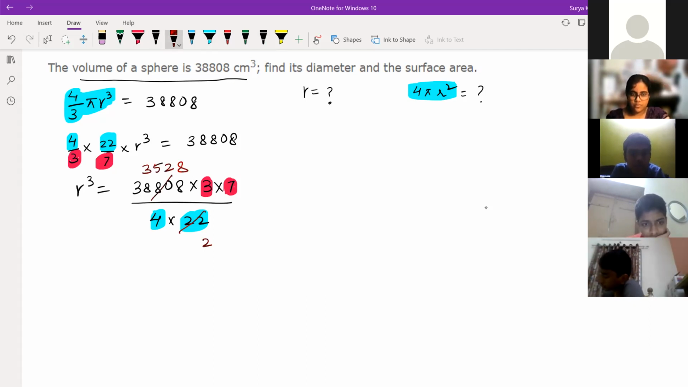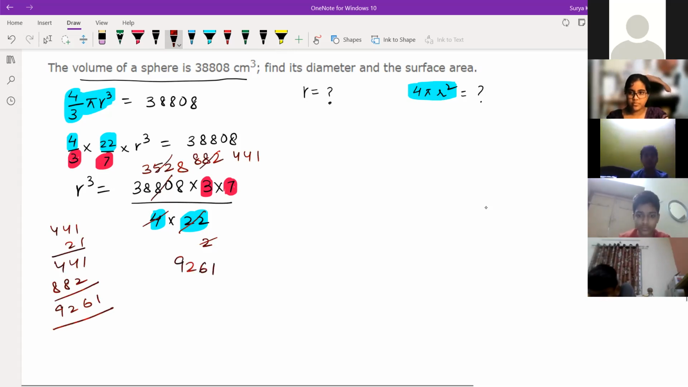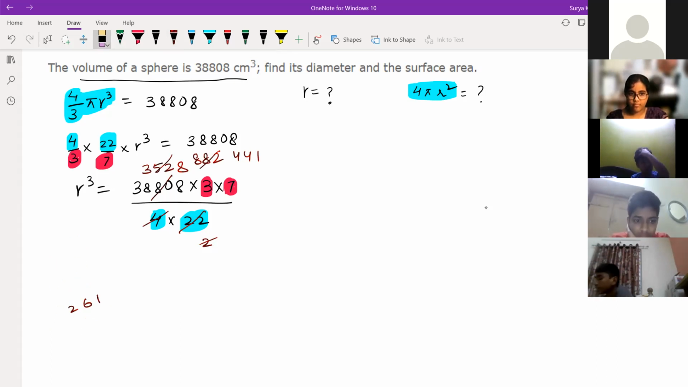Now this will go by 4. 4 8s are 32. 4 2s are 8. Now 2. 441. So 441 into 21 you do. 441 into 21. 441, 882. So 9261. Right? So 9261. Hey, why am I multiplying this much? I don't know, I am just simply multiplying.